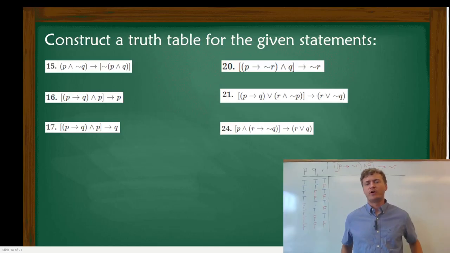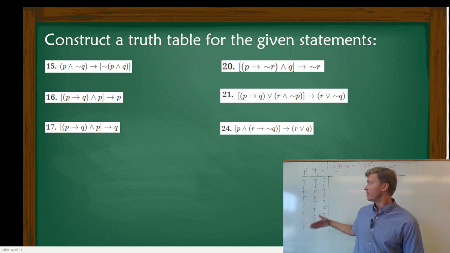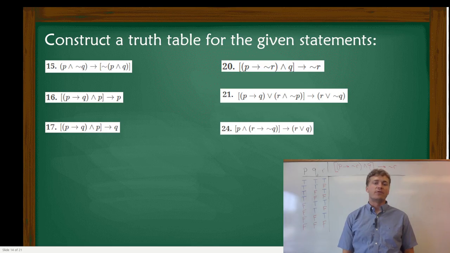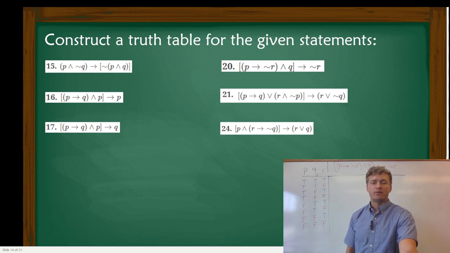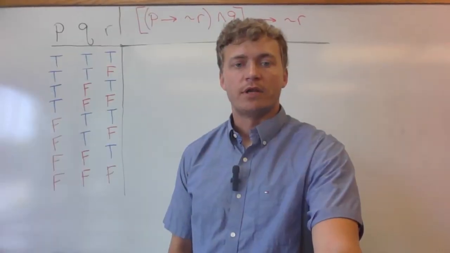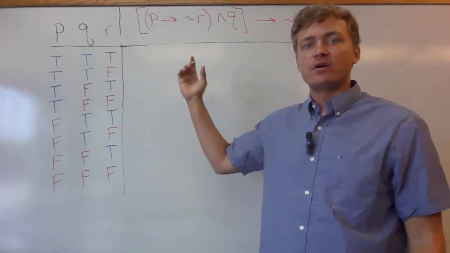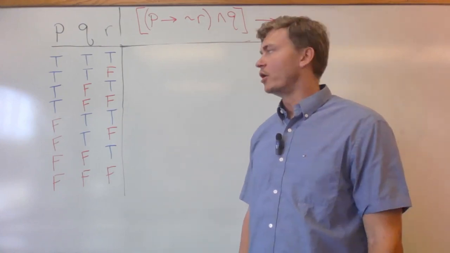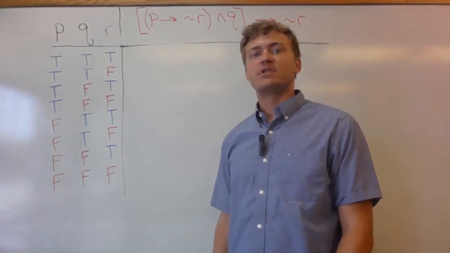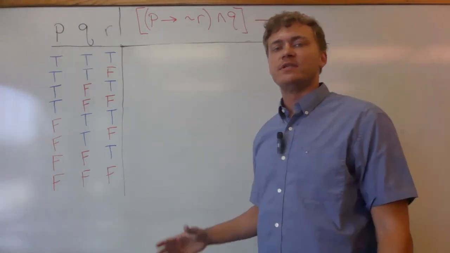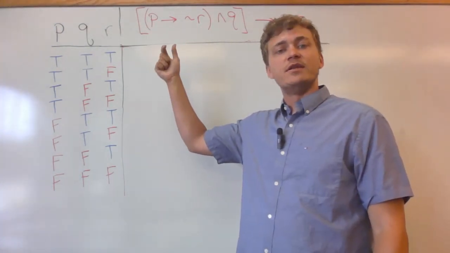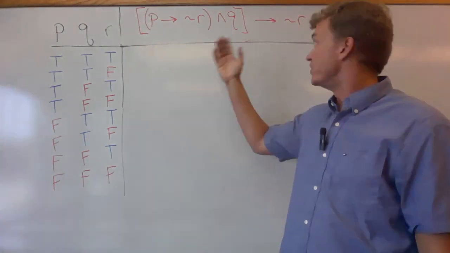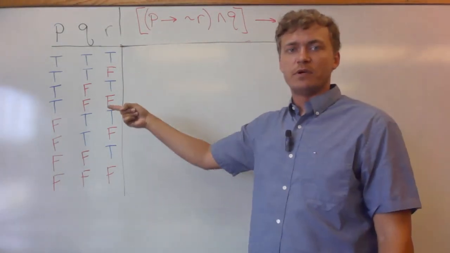Our next three examples will involve three statements, P, Q, and R. Therefore, we will work with the eight rows for our three statements. Exercise 20: P implies not R, and Q implies not R. Give you a moment to write that down. Take a look here. Thinking about where we want to start, we have brackets, and inside our brackets, we have our parentheses. I've been calling them braces earlier in the video, but we have brackets here. We want to start with our specific letters and then those negations. We have P listed, we have Q listed. We don't have not R, so we want to negate R as well.